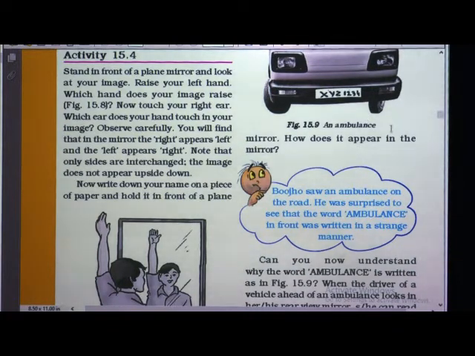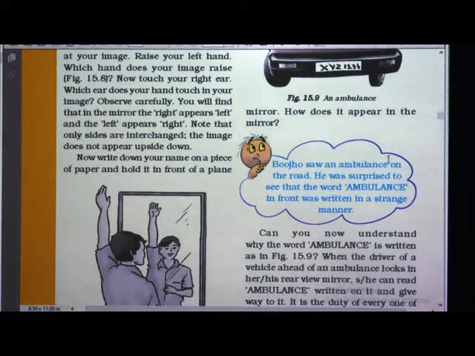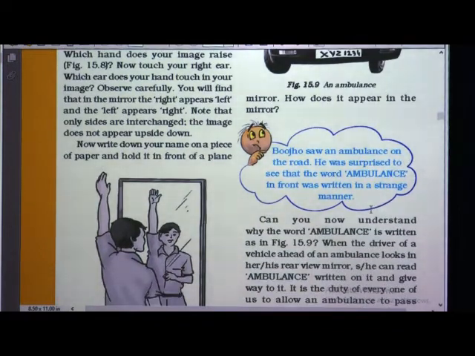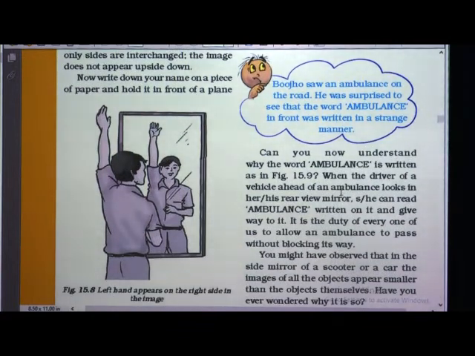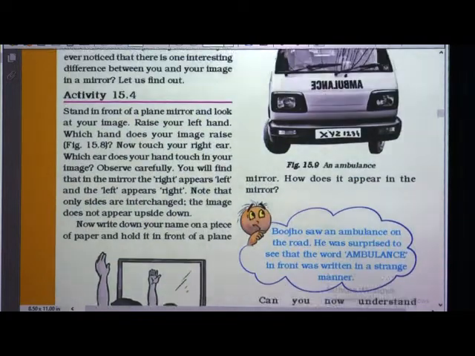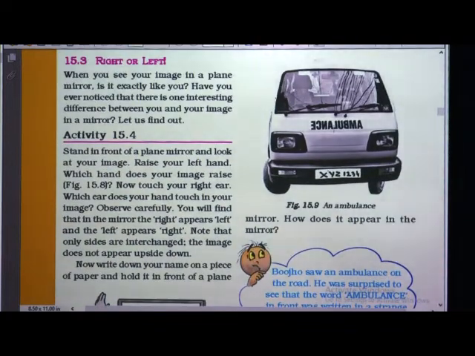But when you see a word in a mirror image, you will see it in the opposite direction. So that is the image of whatever word you have written on that paper. That is why, here, on this ambulance you will see the word ambulance written from your right side to the left.